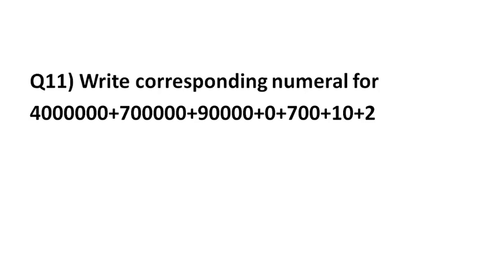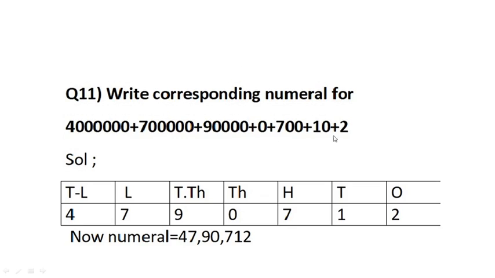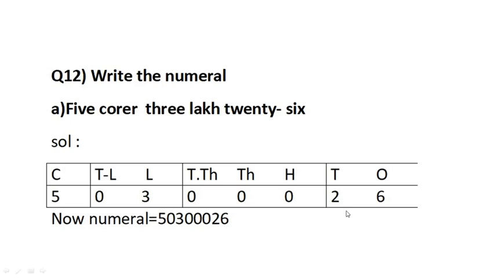How can we write it? See, this 2 is on the ones place. So first we make a table like this: ones, tens, 100, 1000, 10,000, lakh, 10 lakh. Now this 2 is on which place? It is on ones place, so you write it in ones. This 1 is on tens, so you write it here. Okay, that is a very simple question, you do it yourself. Now write the numeral: 5 crore 3 lakh 26.